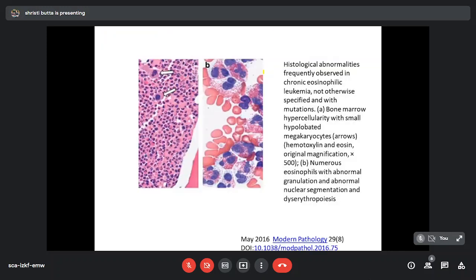The histology shows that the bone marrow is hypercellular, and you have a lot of hypolobated megakaryocytes. Look at these arrows here. This is the hypolobated megakaryocyte. There are numerous eosinophils, which you can see, numerous eosinophils. These are all eosinophils which have been highlighted under high power.